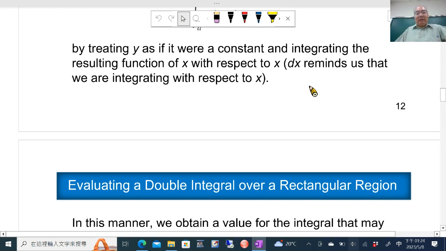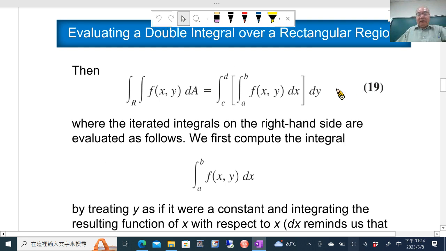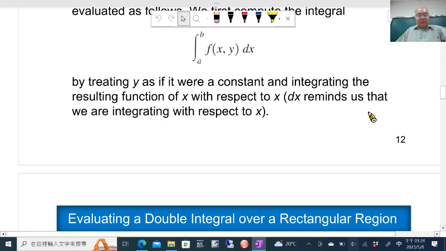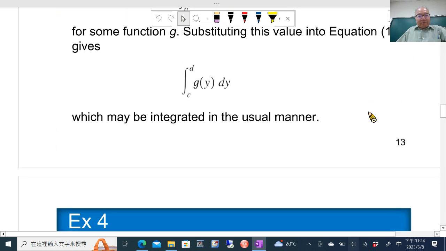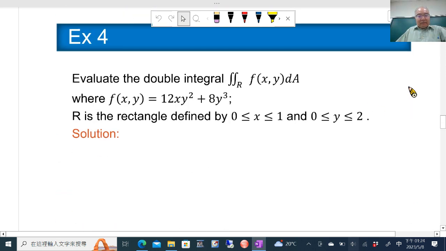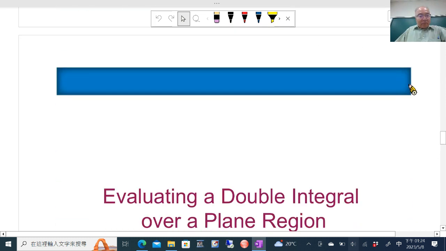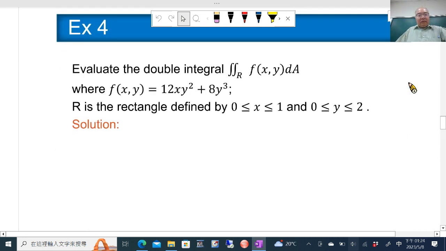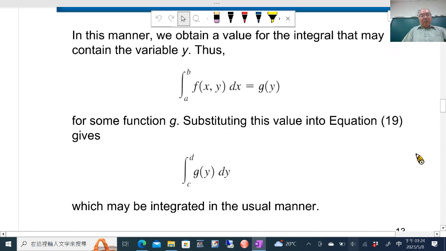Are you going to do dx dy as they mention here, or do you want to do dy dx? They have an exercise and also the formula to deal with that. Let us focus on this process, doing one variable at a time, and use dx. We come out with a new function called g of y, and then do the integration of g of y on the second integration process.